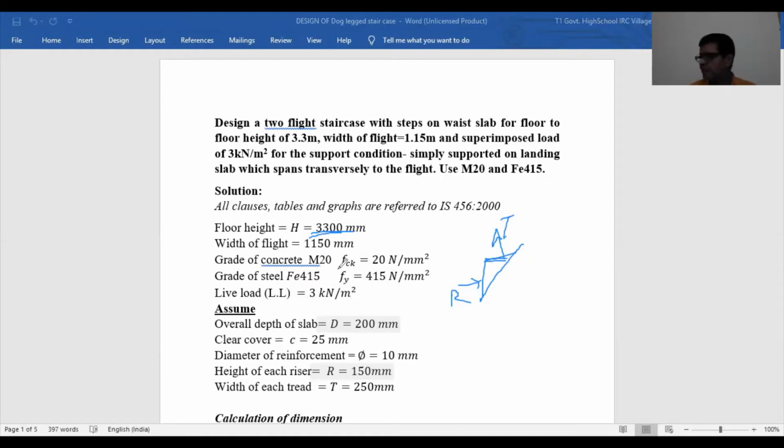It is given M20, so fck is 20 Newton per millimeter square, live load 3. We assume the depth or thickness of the slab as 200 millimeter, cover is taken as 25 millimeter, minimum cover is 20, and 10 mm bars are taken, and rise is 150 and tread is 250. So this also you have to assume. You have already studied these staircases in your construction technology or somewhere else. So these are the standard things. You have also designed these sizes and dimensions of the staircase. How to choose the dimensions is also known to you from your early semesters.